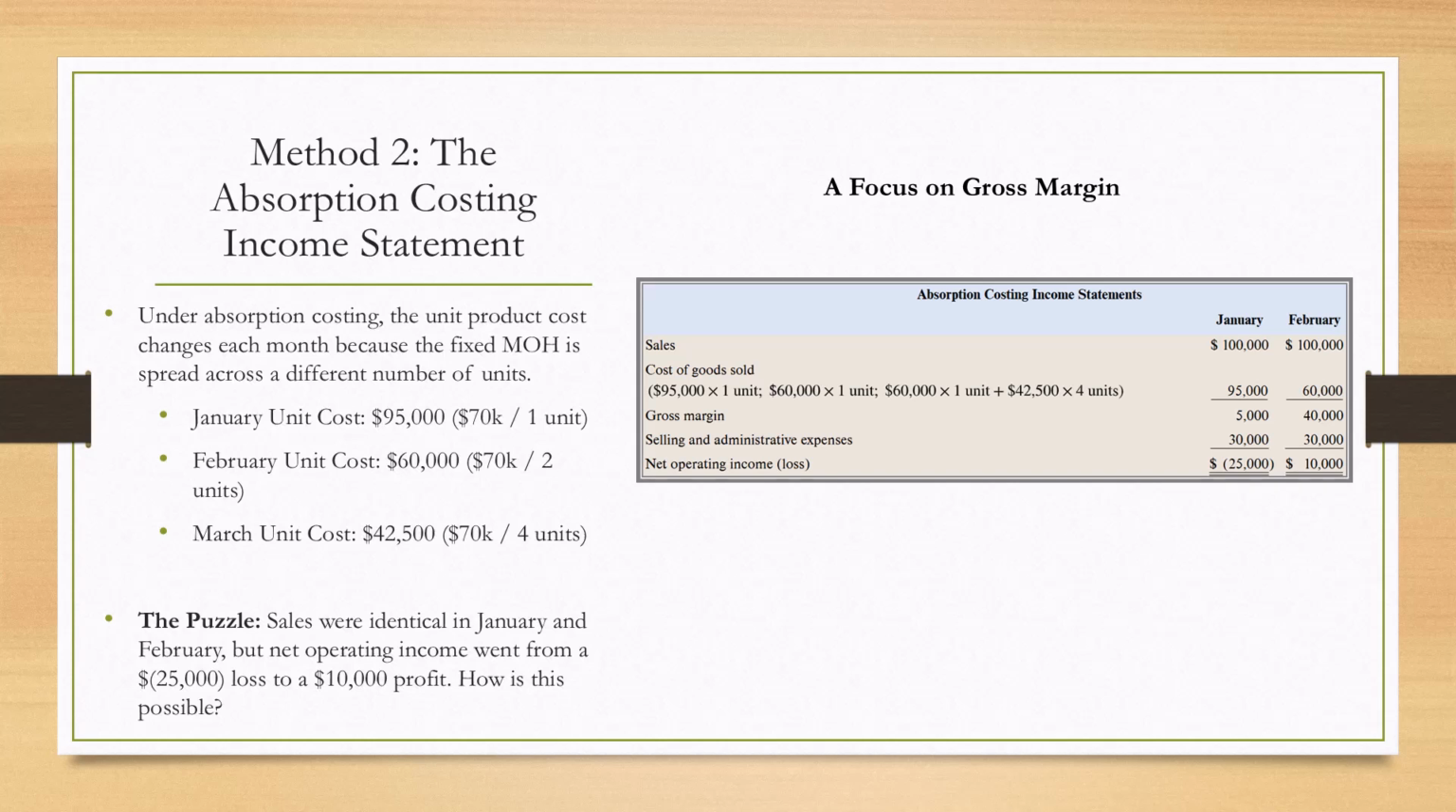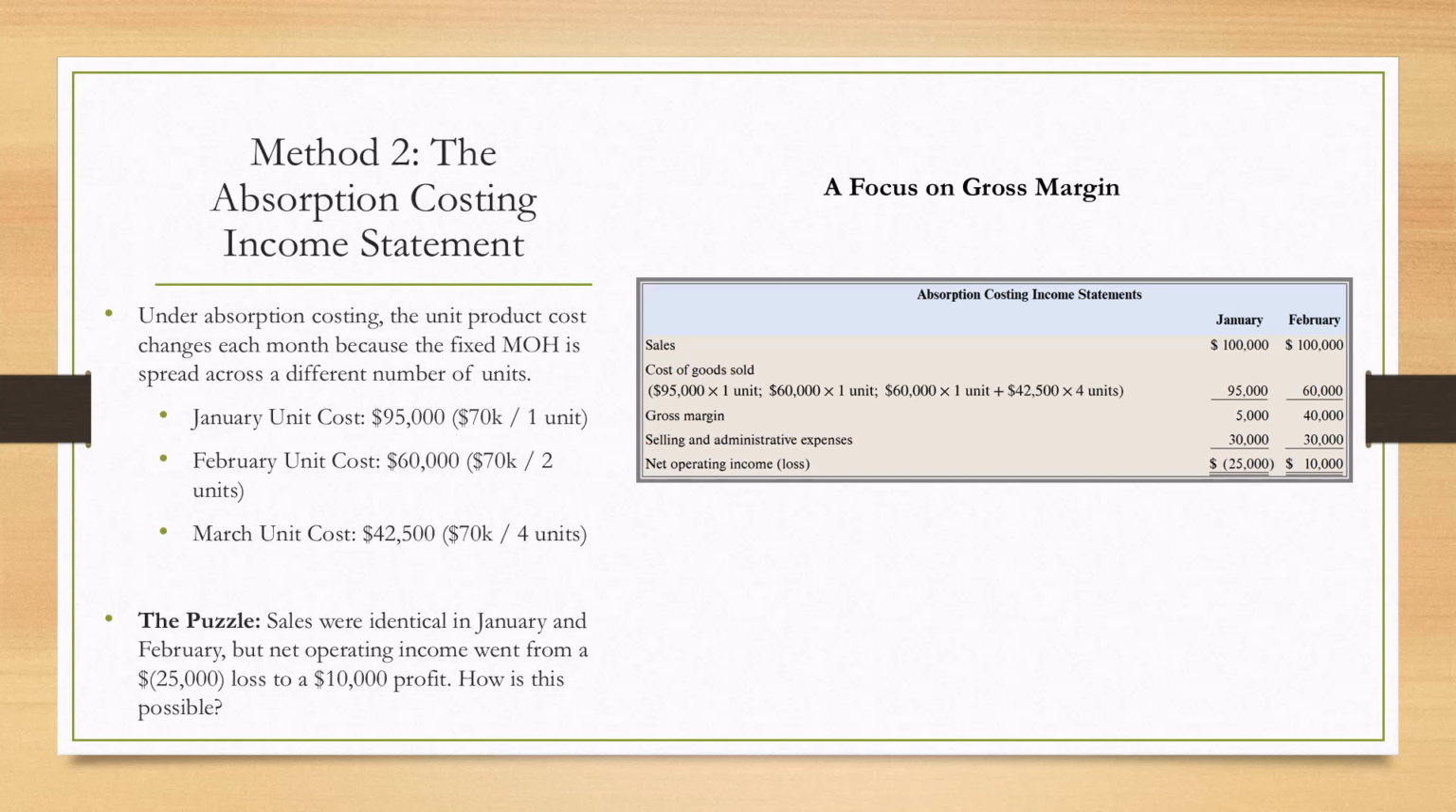In January, the unit cost is $95,000. In February, when production doubles, the cost per unit drops to $60,000. In March, it's $42,500. Now, look at the income statement.